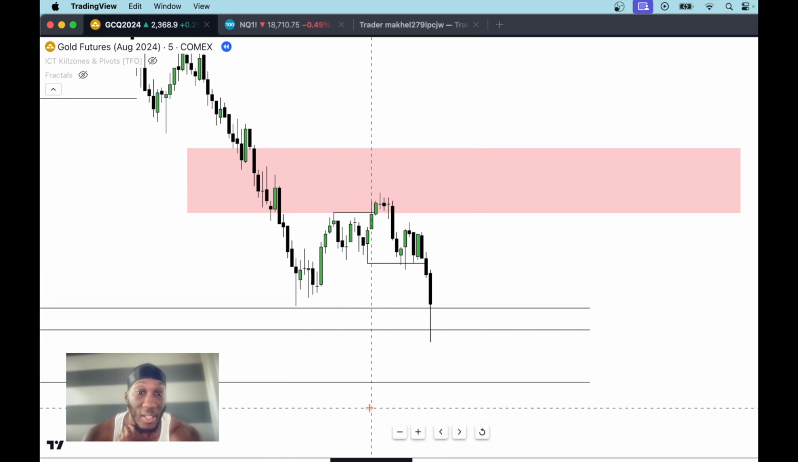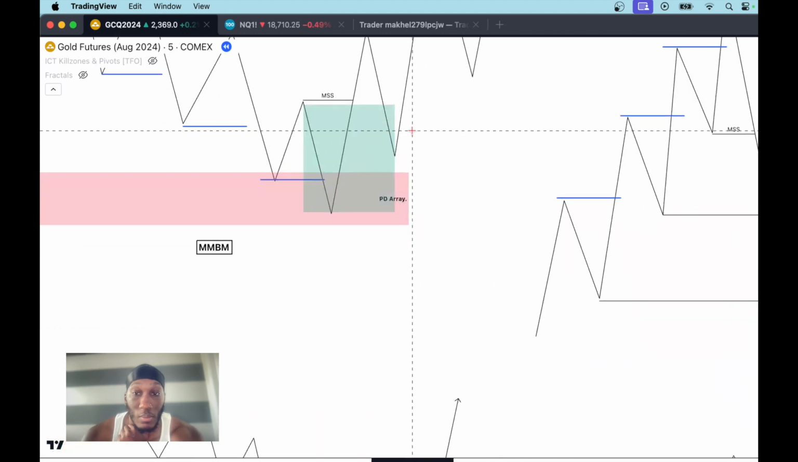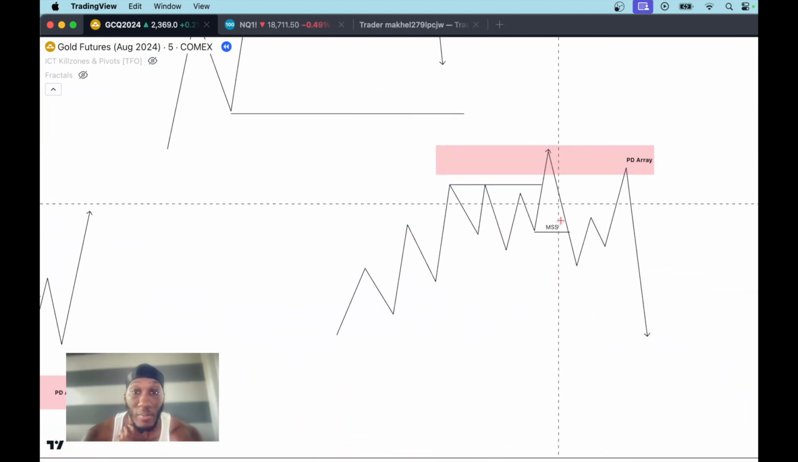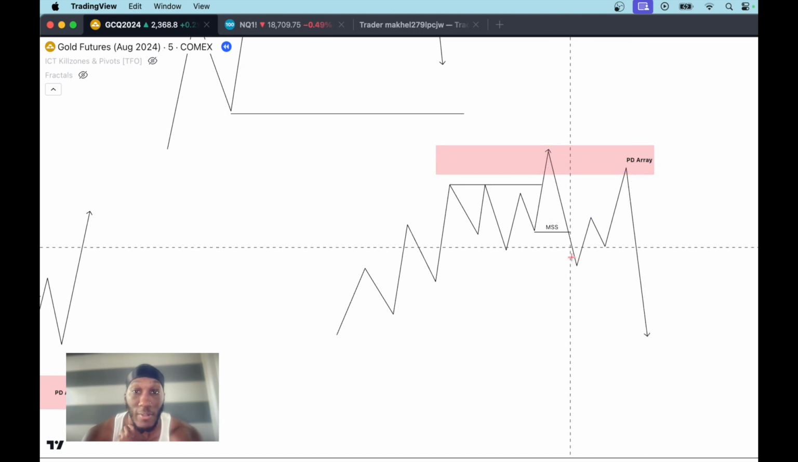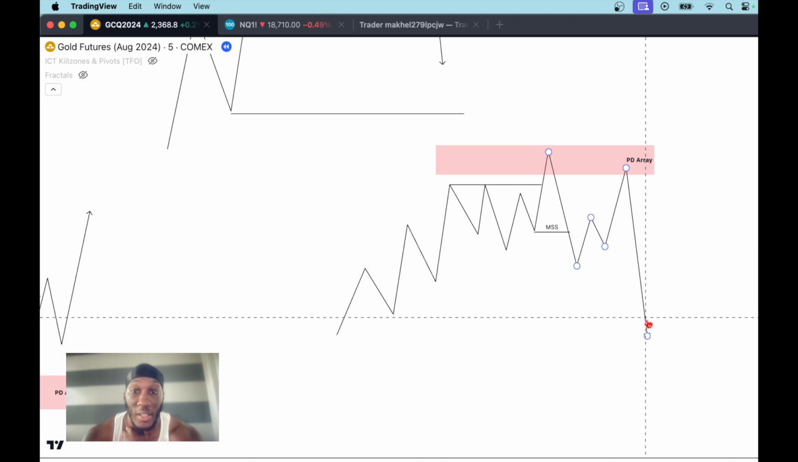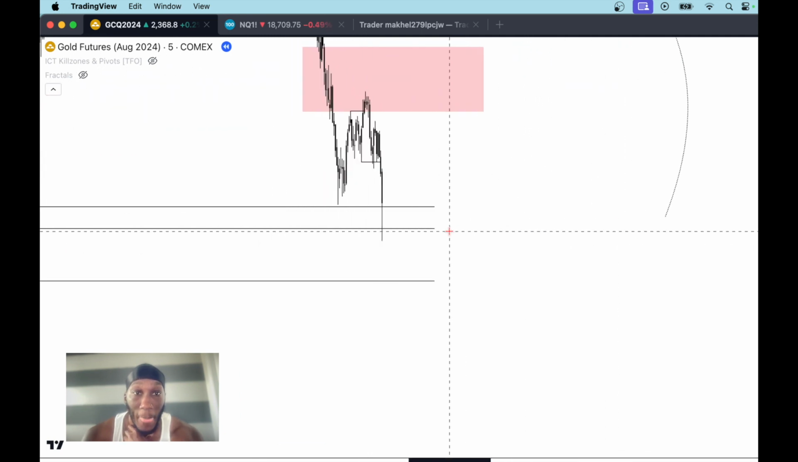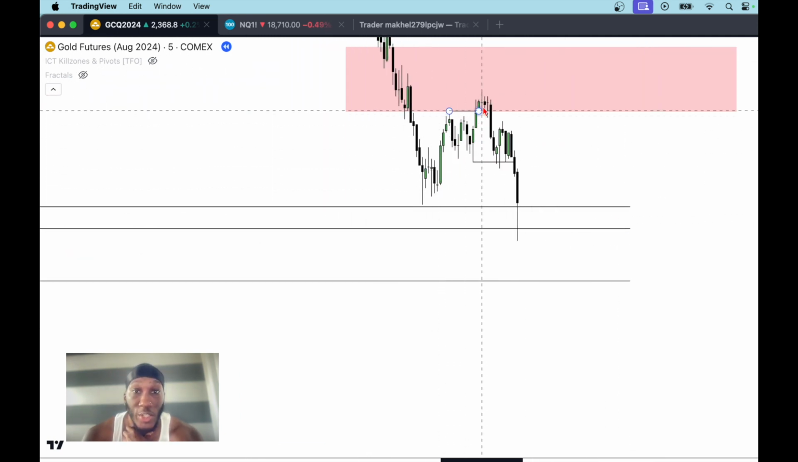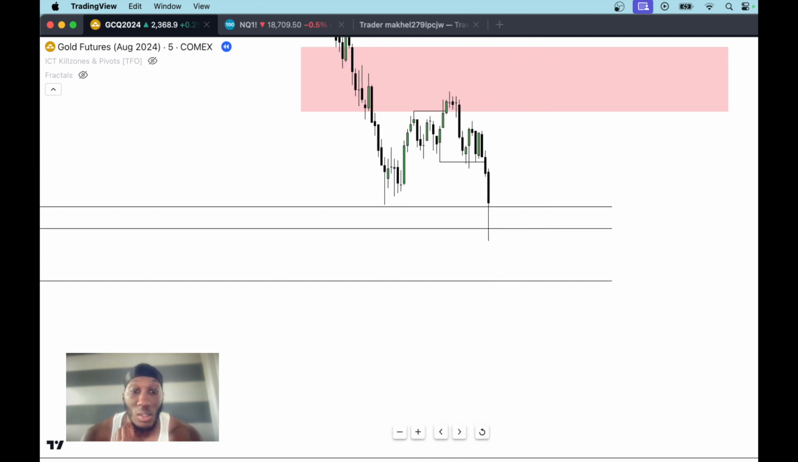So as I stated in these sell models down here, first leg retracement, second leg retracement, third leg. So now this is where we are now. This is the retracement, first leg retracement, second leg retracement. I want to take an entry on the third leg. So now let's see what price does.